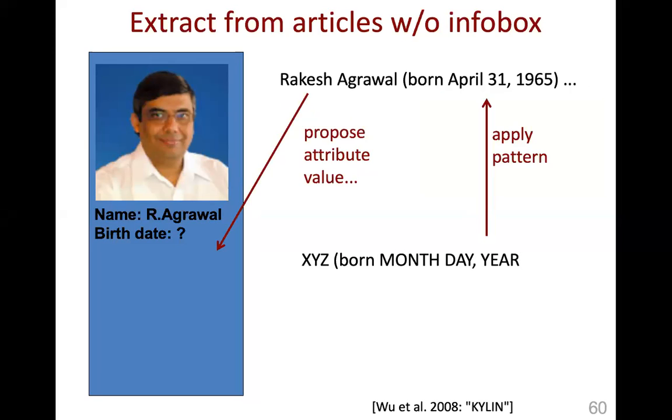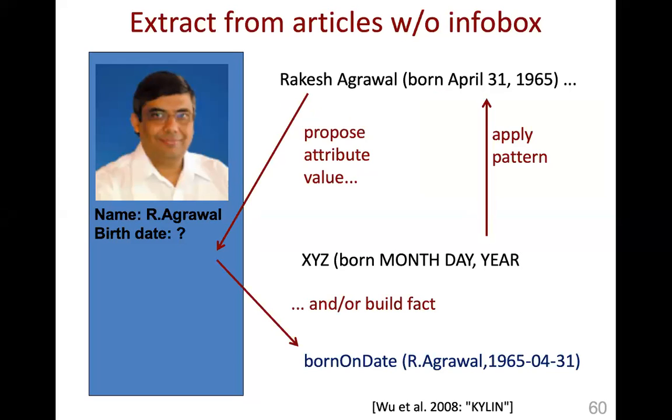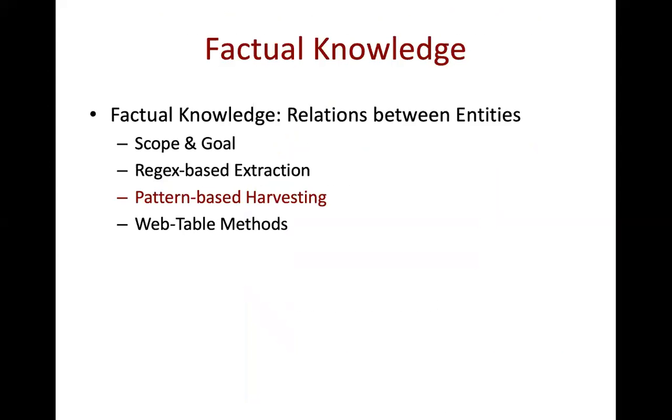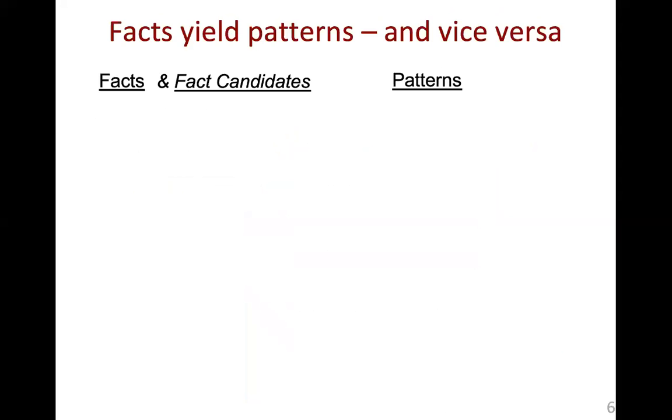Sorry, you can upload and fulfill the data inside his profile that you don't have yet, right? So it's born on date, Rugwell 1965 or 431. You can have somehow factual knowledge. You can have a pattern-based harvesting. You have fact candidates and patterns.